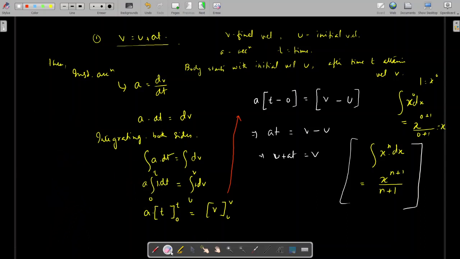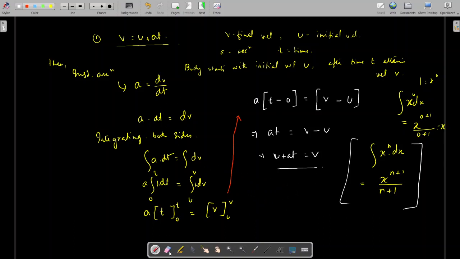Fine, I hope this is fine. And in your physics you will get integration with limits only. So I think the first formula we have derived: v equals u plus at. This is the first equation of motion using calculus. We have derived this equation.